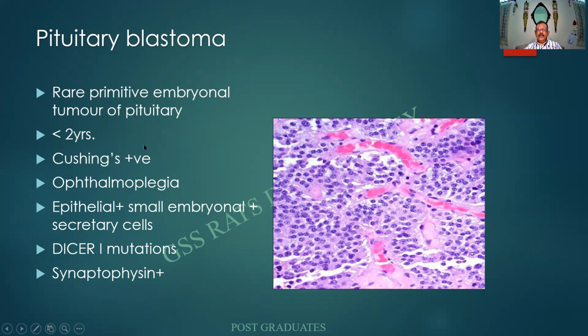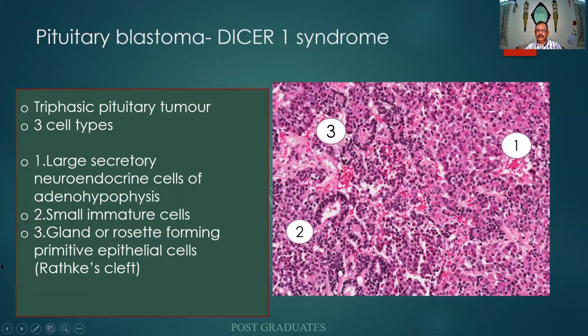Cushing's syndrome can be a feature. Cushing's by itself is a question for us. And ophthalmoplegia. There are 3 different components which I will be showing you in the next slide. DICER1 mutations can be seen. Positive for synaptophysin. Look at this one, the pituitary blastoma, DICER1 syndrome.